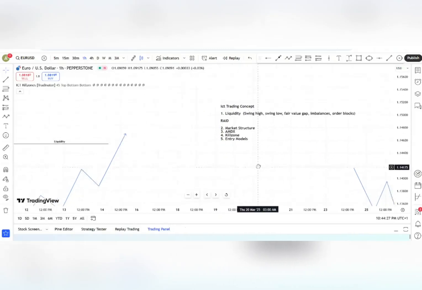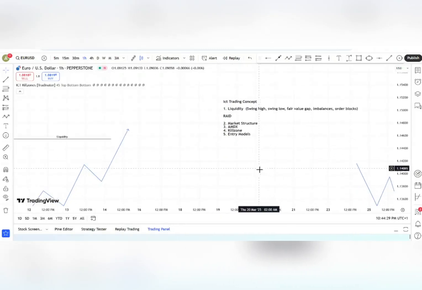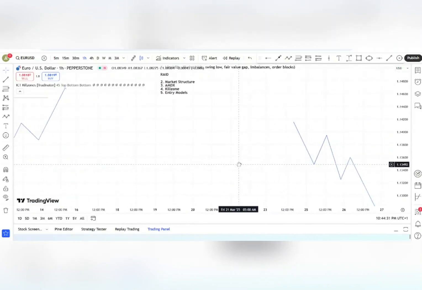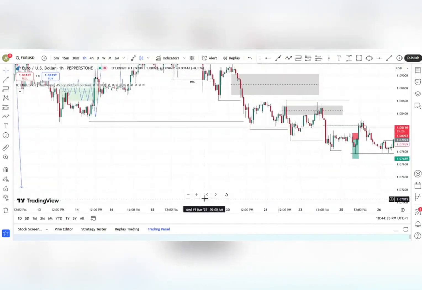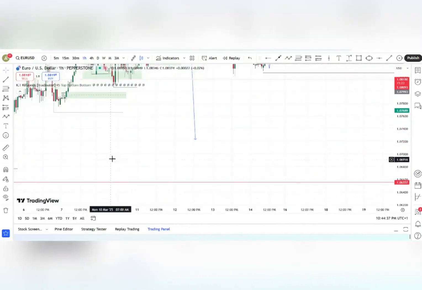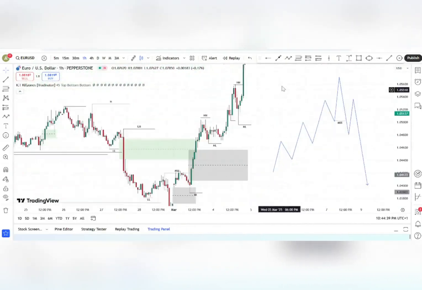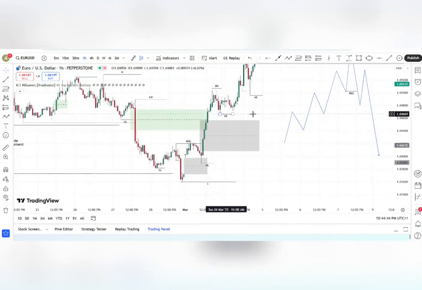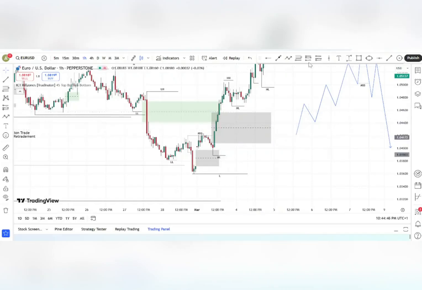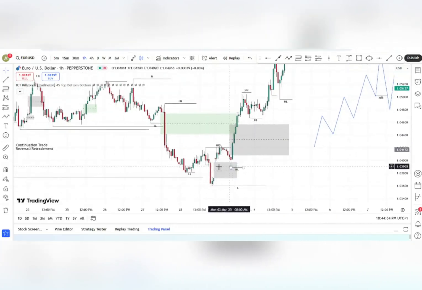Raid. So what is a raid? A raid is a tap into liquidity, right? Remember, I was making reference to that gap imbalance: the market came and raided this imbalance and then moved up. Remember, ICT says the market will move from liquidity to liquidity. So the market tapped into this gap imbalance, raided it, and then moved higher.